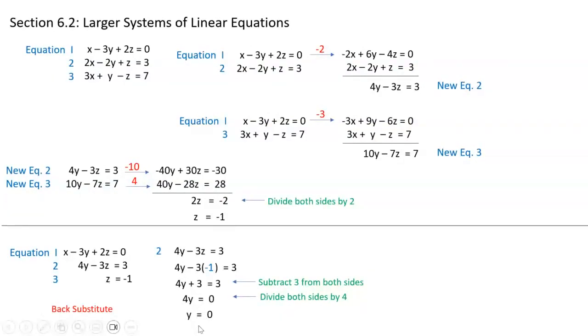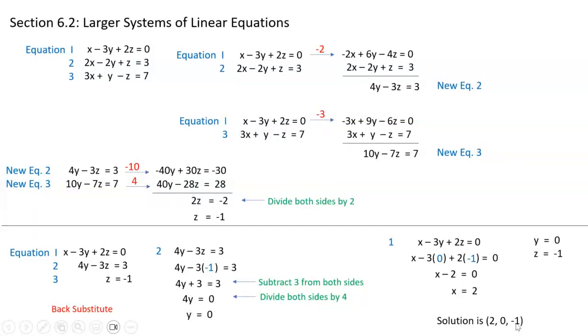Now that I have my z and my y values, I go back to equation 1, and I'm going to plug in 0 for y and negative 1 for z. That's my y, this is my z, and we simplify the left side. That gives us x minus 2 equals 0. We add 2 to both sides. So the answer will be x equals 2, y equals 0, and z equals negative 1. That's how you solve these type of problems, guys.